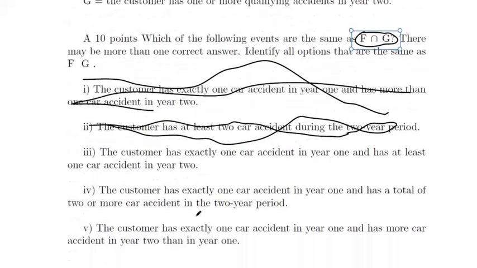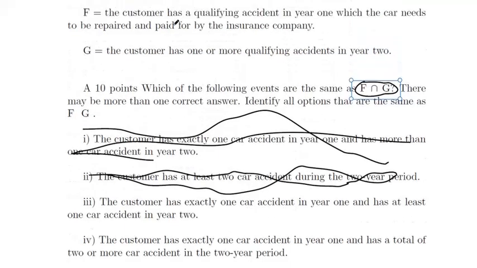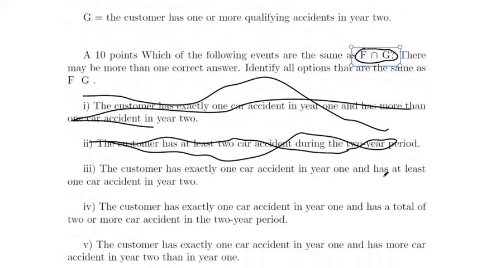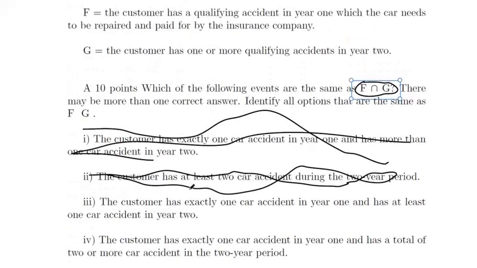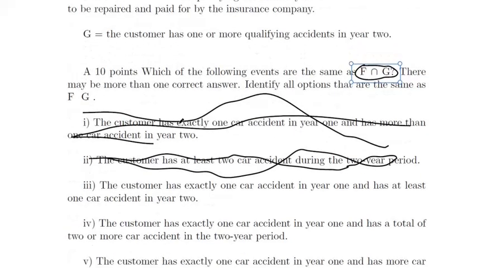3, the customer has exactly 1 car accident in year 1 and has at least 1 car accident in year 2. So having exactly 1 car accident in year 1 is correct. That's event F. And has at least 1 car accident in year 2. That's event G. That's exactly what those 2 events are. So this one is correct.